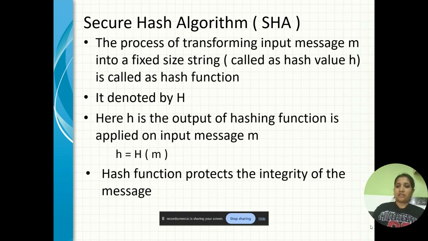The process of transforming input message M into a fixed size string called hash value h is called a hash function. It is denoted by H. Here h is the output of the hash function applied on input message M. h equals capital H of M. Hash function protects the integrity of the message.